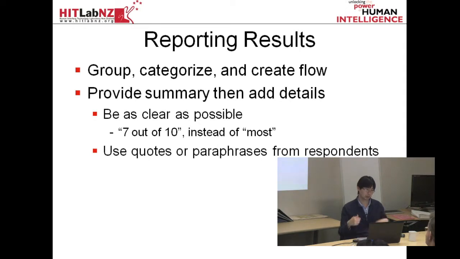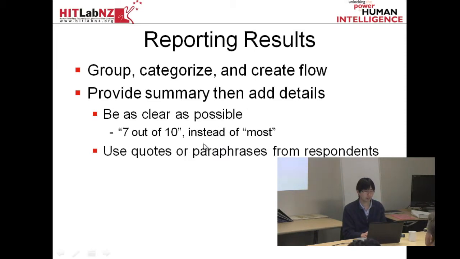And once you've coded them, then what you can do is group them or categorize them and report them in a way. And the good thing with coding is you can pull out a quantitative summary of the results. So, for instance, you can say 7 out of 10 participants said this type of topic and so forth. But while you do that, it's better to be as clear as possible.